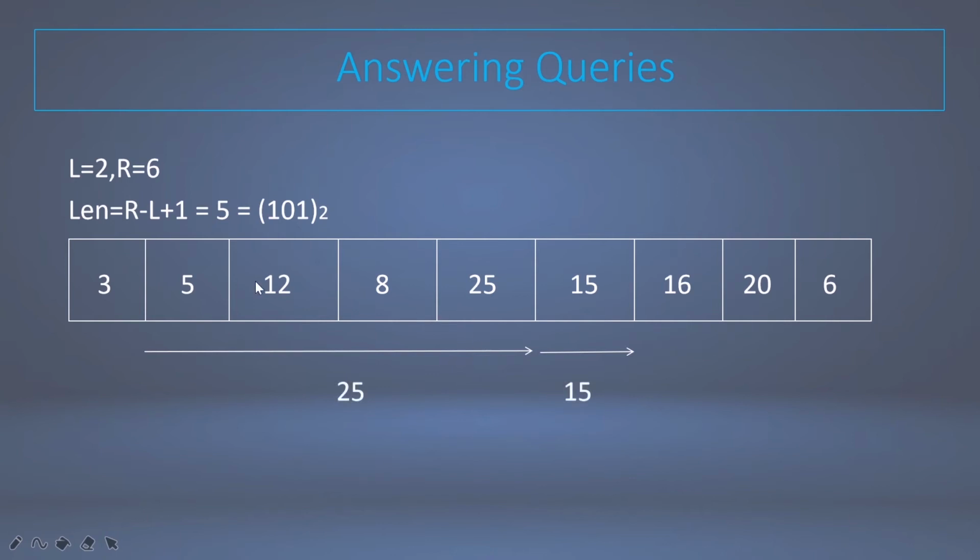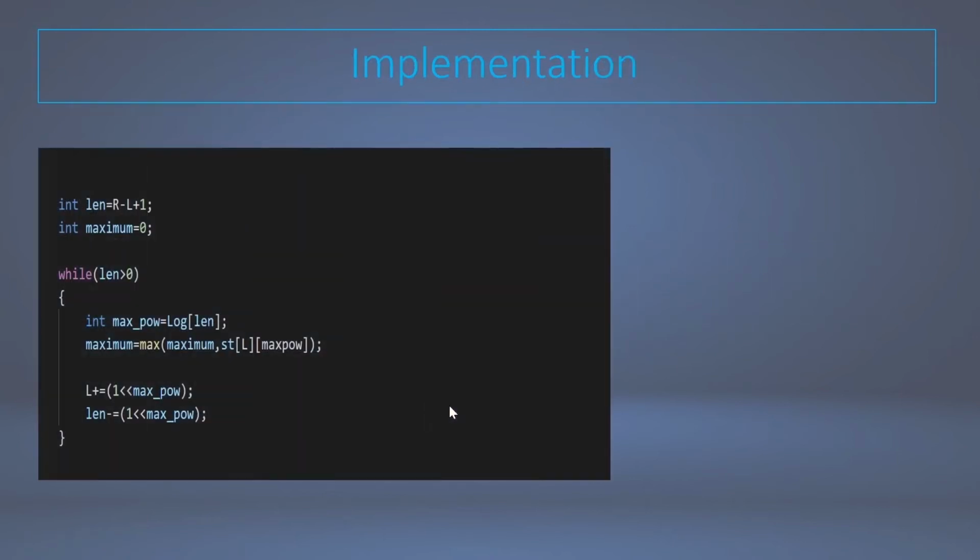Then you can see in this range the maximum element is 25 and in this range the maximum element is 15. So we will then combine these two solutions. The maximum of 25 and 15 is 25, right? So then our maximum answer will be 25. So in this way we can answer any range query by using a sparse table.